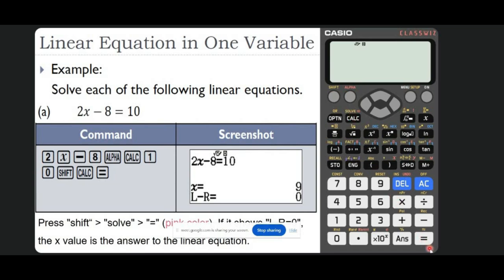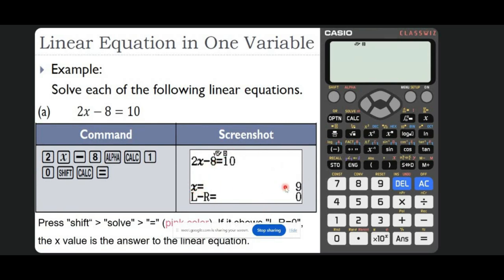You cannot press the bottom one. If you didn't press shift solve and then you press the bottom one, bottom equal sign, you will not get your answer. So you need to press shift CALC button and then you press the equal sign at the bottom. You get something like this.